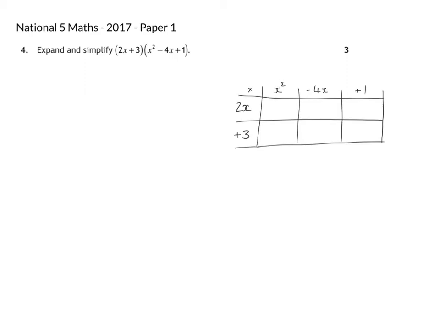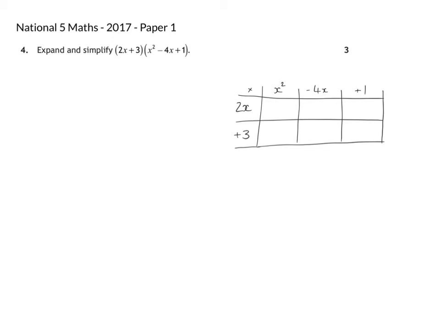For our first bracket, it actually doesn't matter which order we put these in. So we've got 2x plus 3, so I've got 2x and I've got 3. In my second bracket, I've got x squared, negative 4x, and plus 1. So I can now just fill this in like a times table square, and when I'm done, I can combine everything together and I've got my answer.